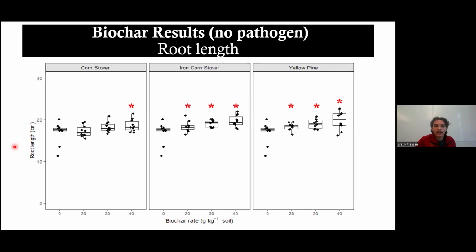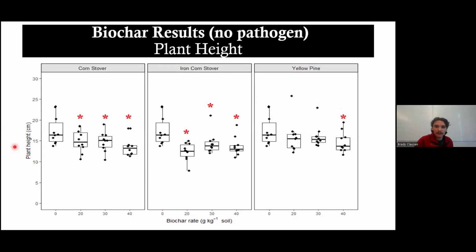Again, a very similar graph, except we're doing root length now. I think the interesting thing here is essentially across all biochar types or feedstocks, we see an increase in root length. So we know that biochar seemed to increase the biomass for yellow pine and then increases the root length for all the biochars.